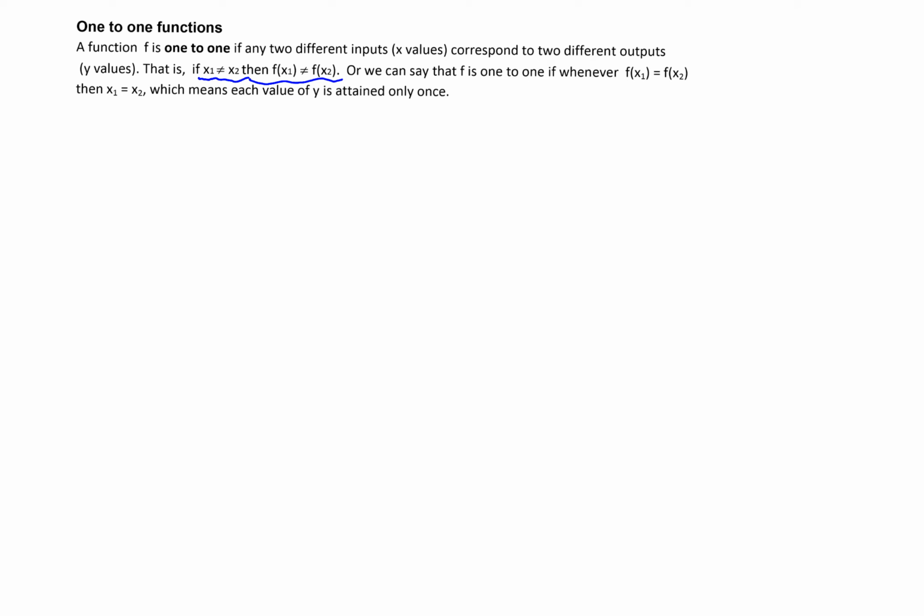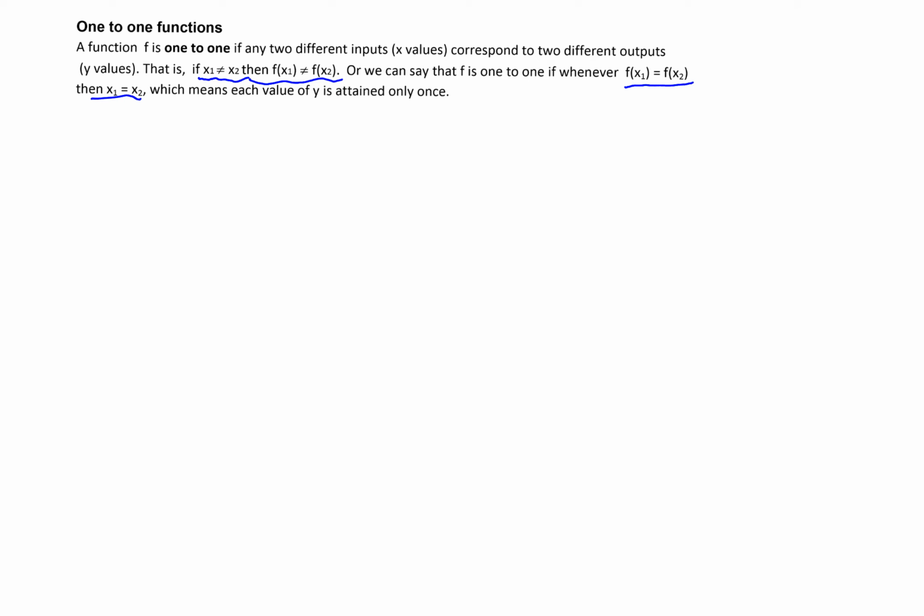Now, equivalently, we can say that a function is one-to-one if the condition f of x sub 1 equals f of x sub 2 implies that x sub 1 is equal to x sub 2. So if the value of y is the same at x sub 1 and x sub 2, then necessarily x sub 1 is the same as x sub 2.